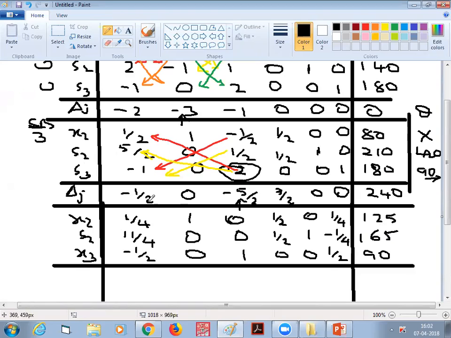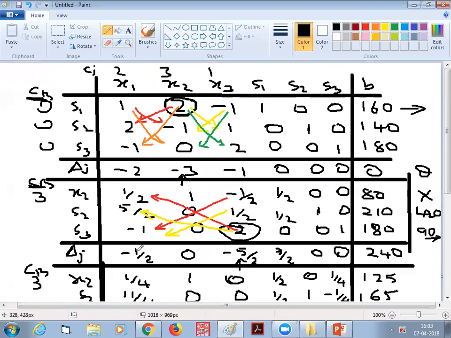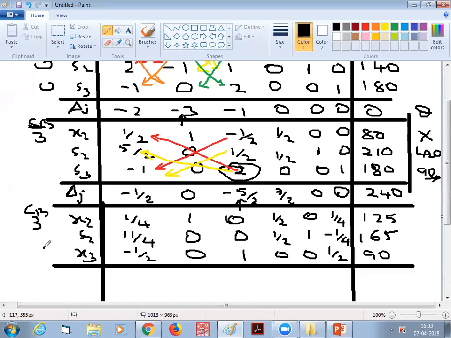Okay, so my new basic feasible solution is x1 equals 0, x2 equals 125, x3 equals 90, s1 equals 0, s2 equals 165, s3 equals 0. And now again I calculate delta J. So what is CB? Well, here it's 3 and here it's 1. Okay, so let's see what I get.